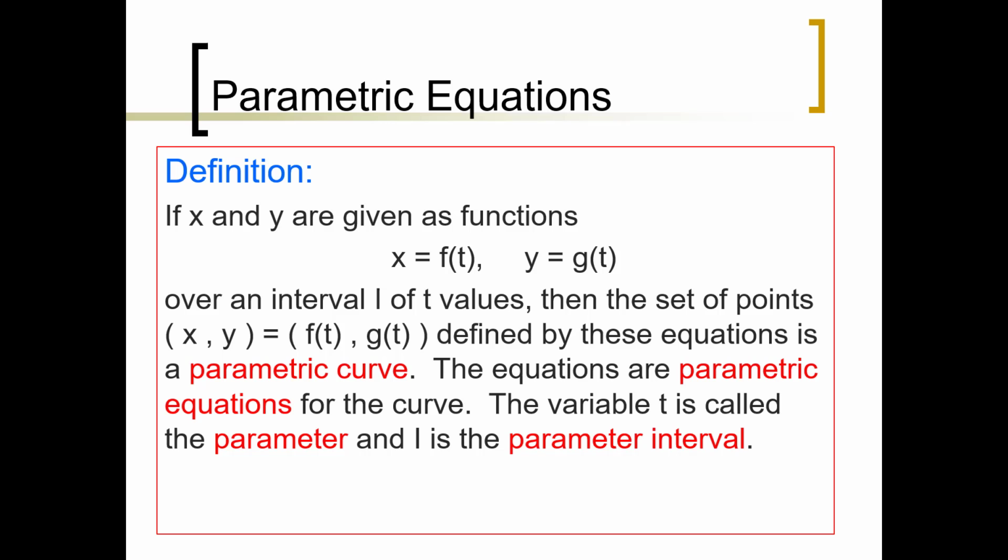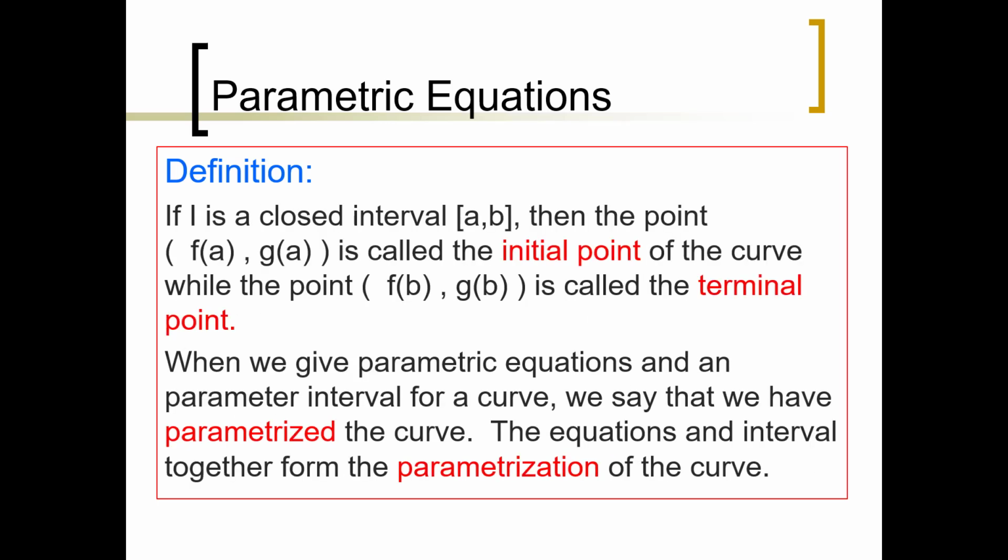It's also called a planar curve, as the curve must lie in the xy plane. The equations are parametric equations for the curve. The variable t is called the parameter, and I is the parameter's interval. Continuing with our definitions, if I is a closed interval from a to b, then the point (f of a, g of a) is called the initial point of the curve, while the other point (f of b, g of b) is called the terminal point.